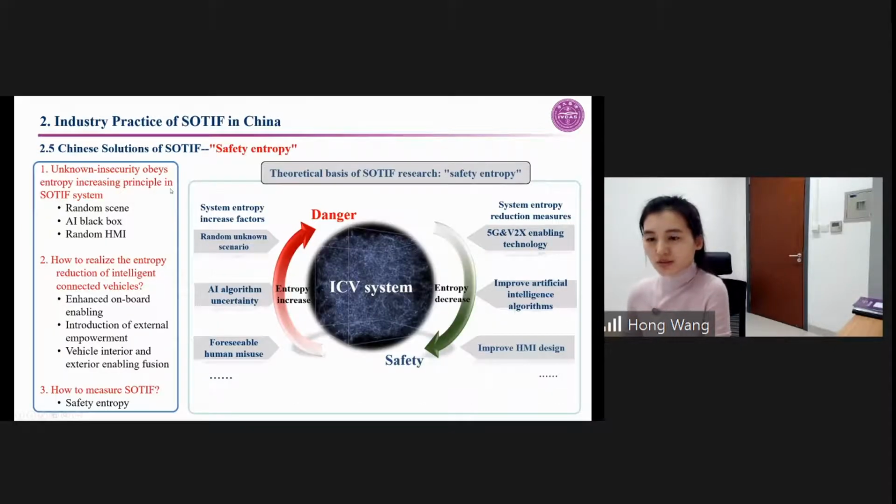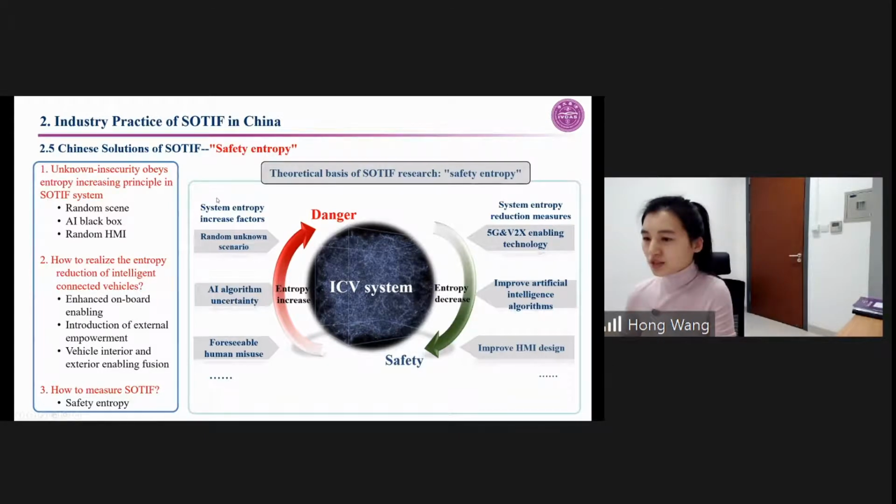So based on this technical alliance, we summarize and propose the theoretical basis of SOTIF research, which is called safety entropy. So we see this ICD system as an entropy system. This is the basic entropy increasing principle in SOTIF systems: random and unknown scenarios, AI algorithm uncertainty, and random or foreseeable human misuse will increase the entropy of the system.